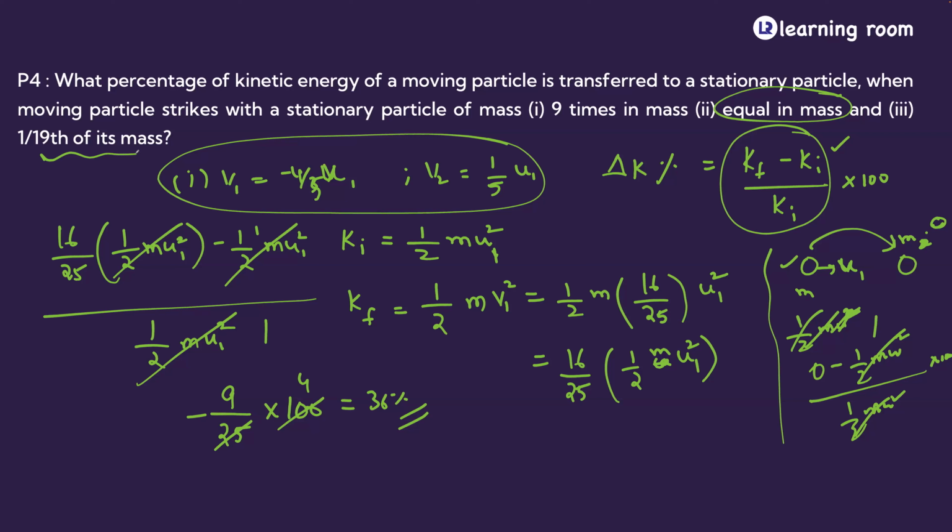You want to make a note? Make a note of this point alone. This will be asked many times. What is the percentage loss? Percentage change? So remember, if they ask only fractional change, write it as K final minus K initial by K initial. That is fractional. Into 100 will give you percentage. Clear?